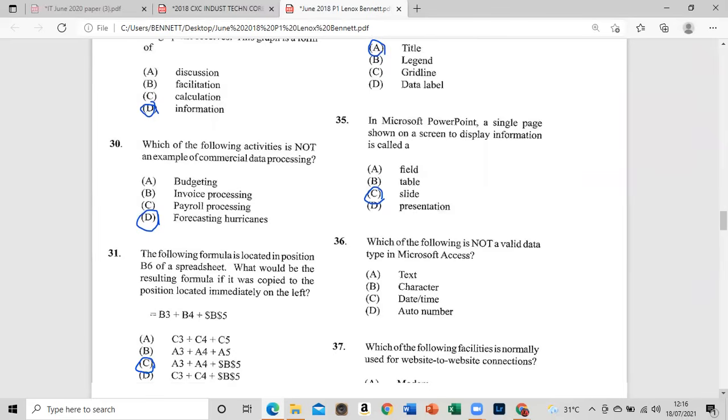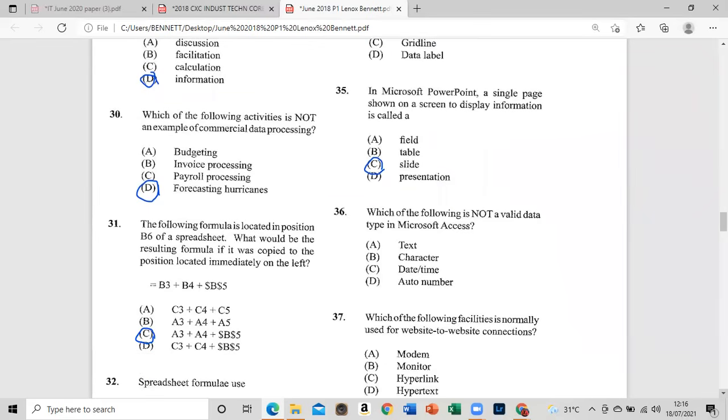Which of the following is not a valid data type in Microsoft Access? Is it A, text? Is it B, character? Is it C, date and time? Or is it D, auto number? So 36 is B, character.